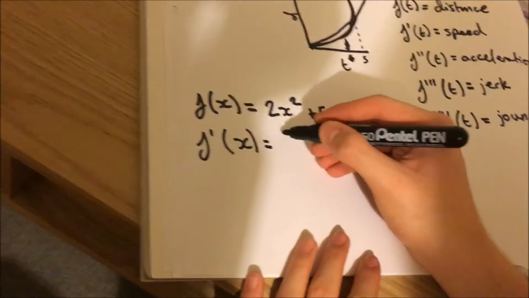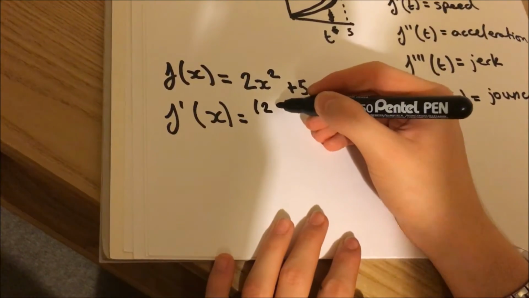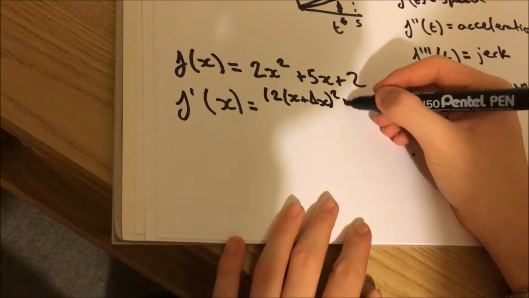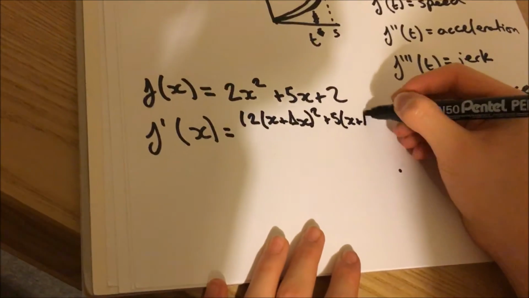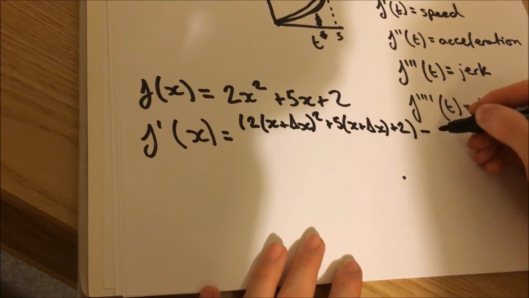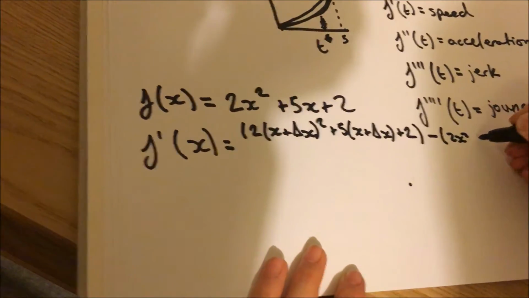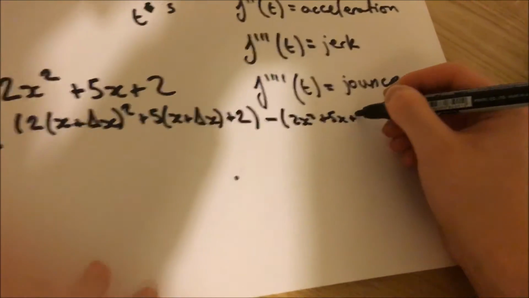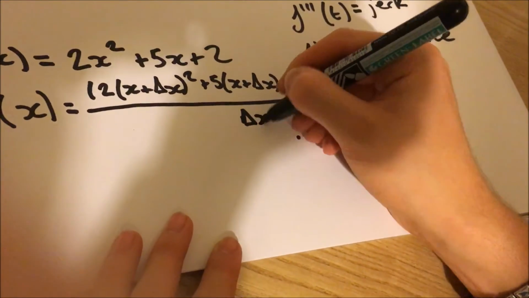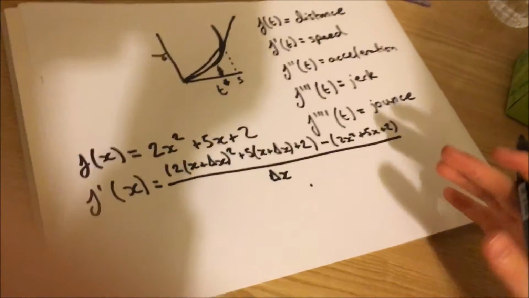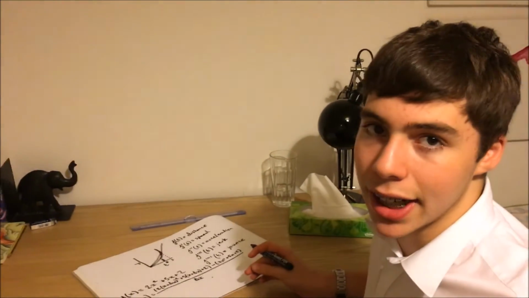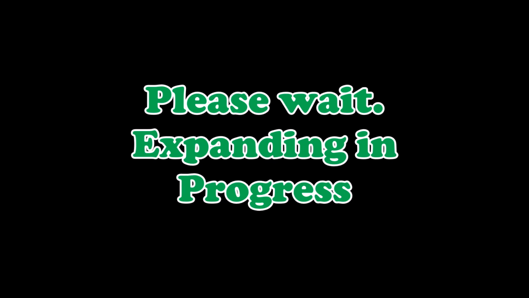So that gives us, let's see, 2 times x plus delta x, squared, plus 5 times x plus delta x, plus 2. Subtract 2x squared plus 5x plus 2. And we divide that all by delta x. Now that's a really ugly function. Of course we're going to expand that. I've shown you expanding this all before. I'm just going to cut here while I expand it.